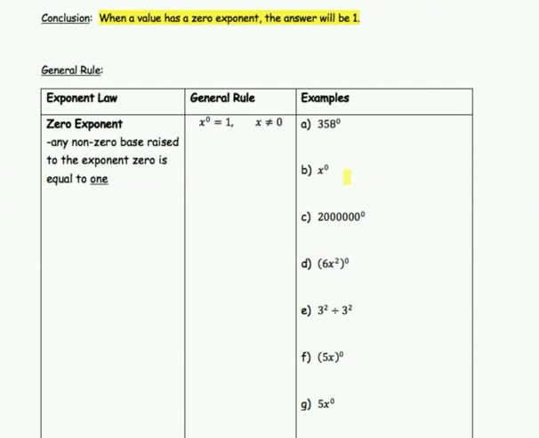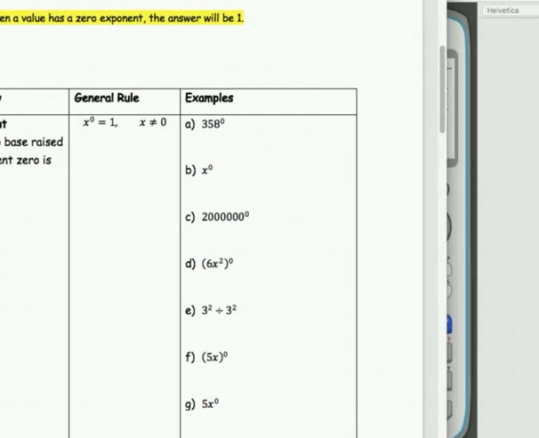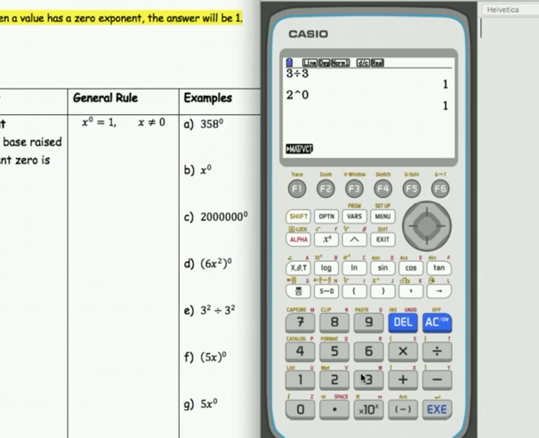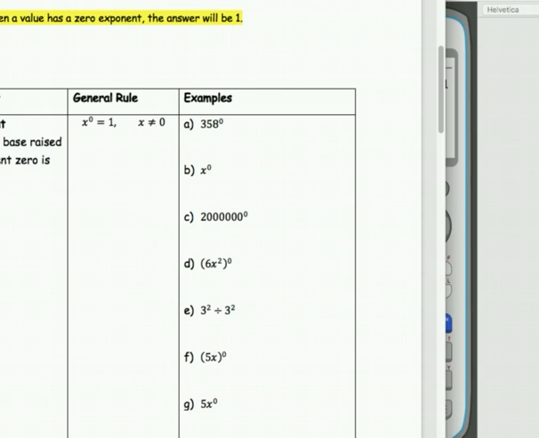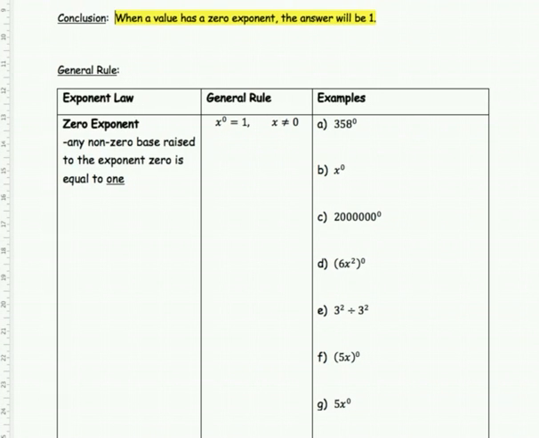Again, when in doubt, if you can't remember what the rule was, you can take your calculator. So we have 358 to the exponent 0. Hit it and you get 1. That's something you can try whenever you can't remember the rule on an assessment. So this is equal to 1.